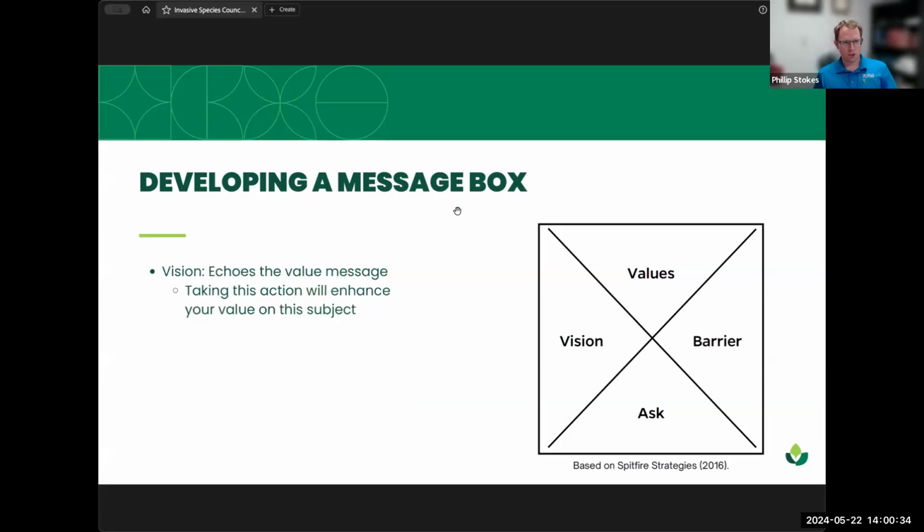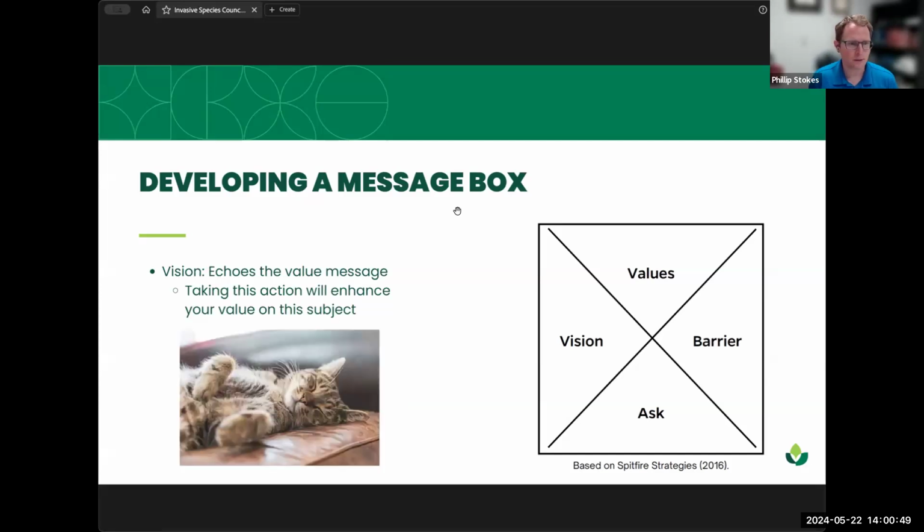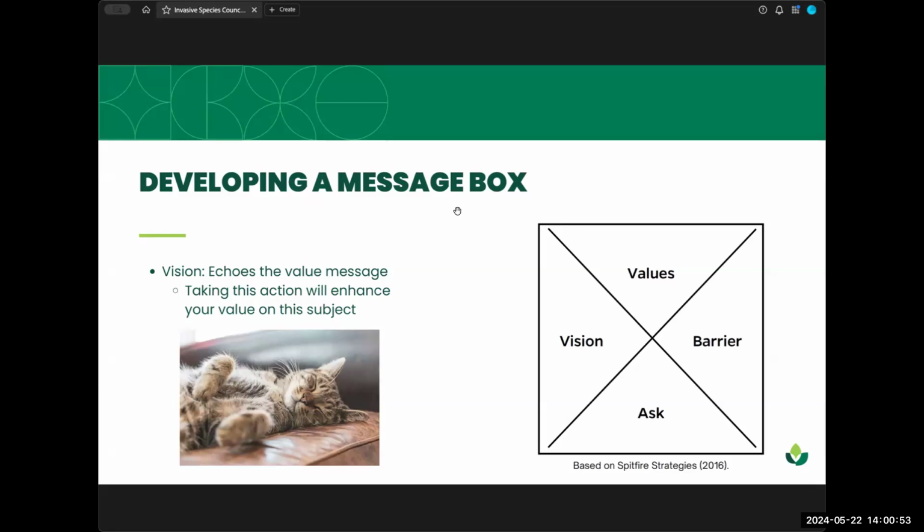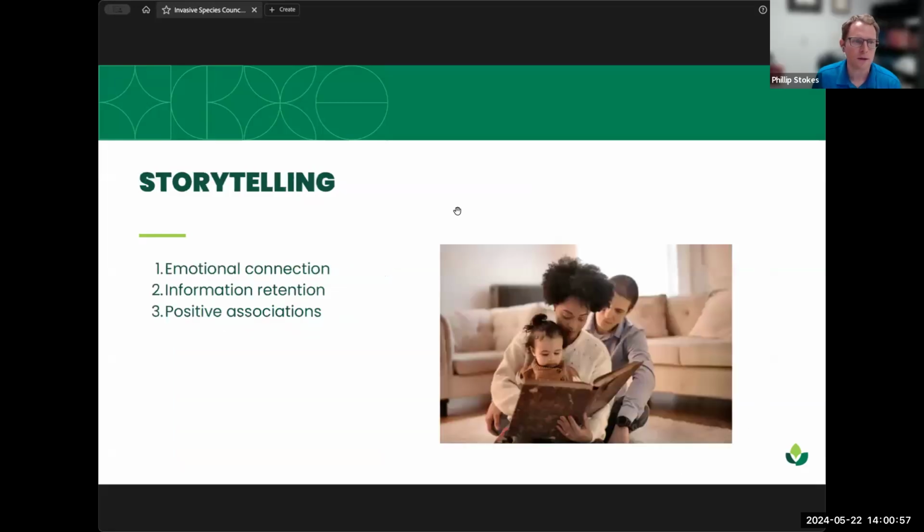And that's an ask that is not too threatening or outside of their comfort zone. And then with the vision, you really want to echo that value. So basically you're saying, if you do this, the vision here is you'll be better off, I'll be better off. It's kind of a win-win situation. And so the cat is doing okay, taking a nap on the leather couch there.